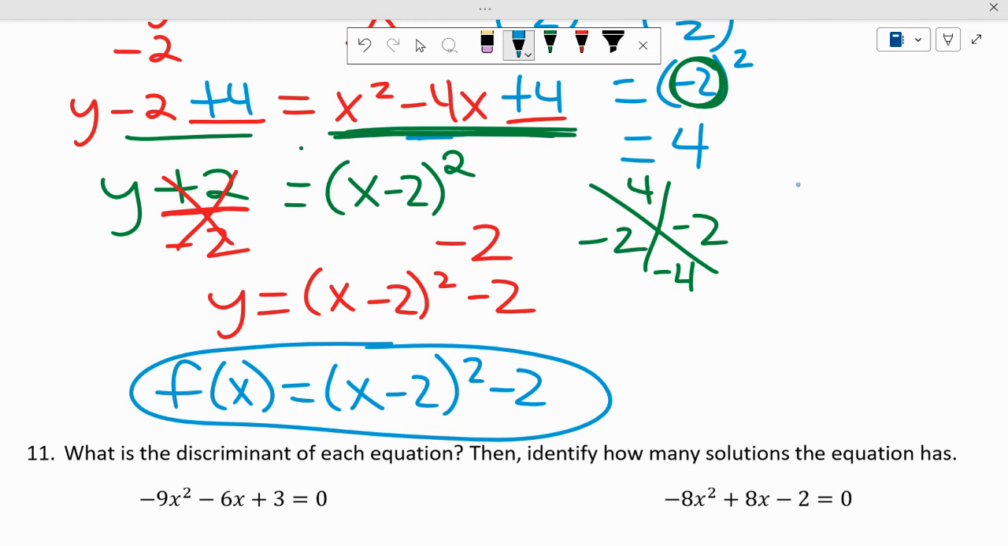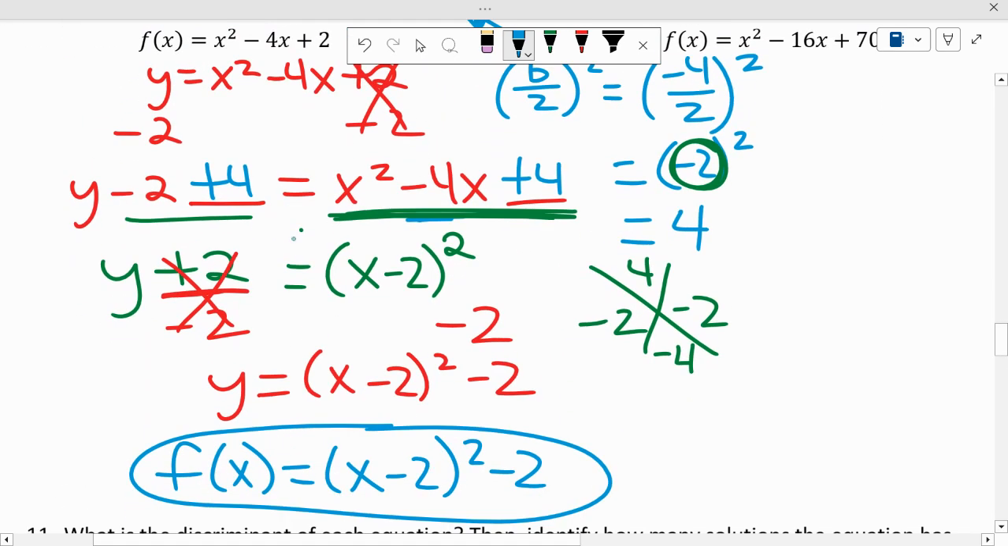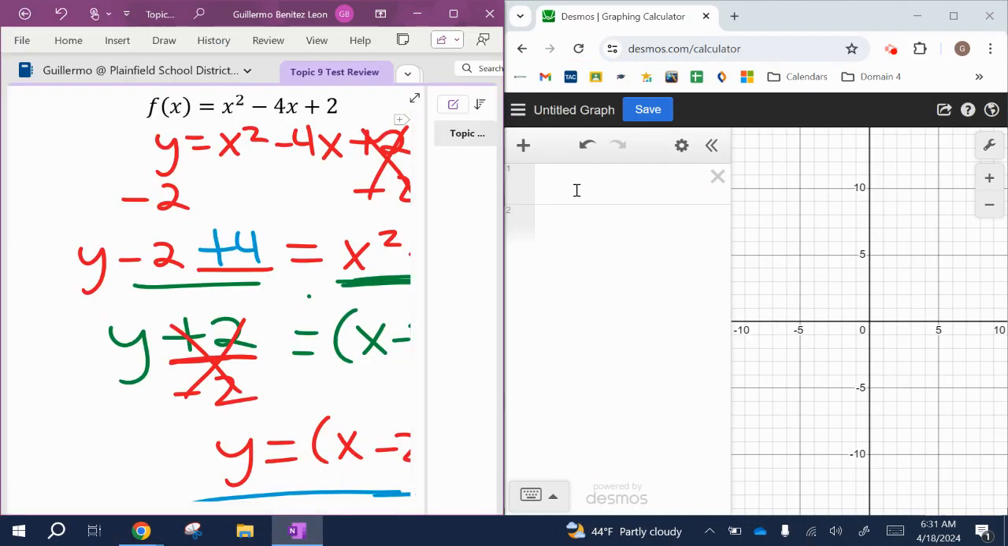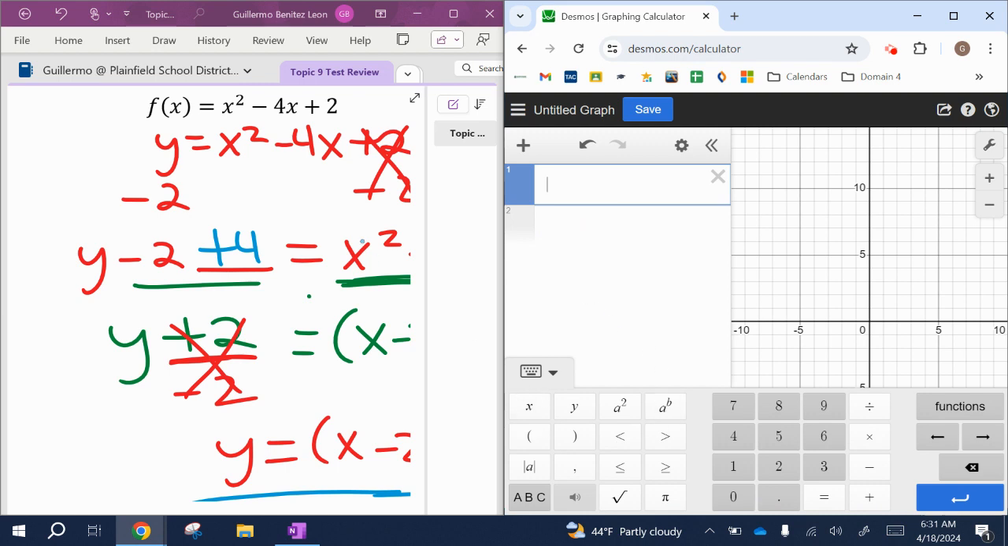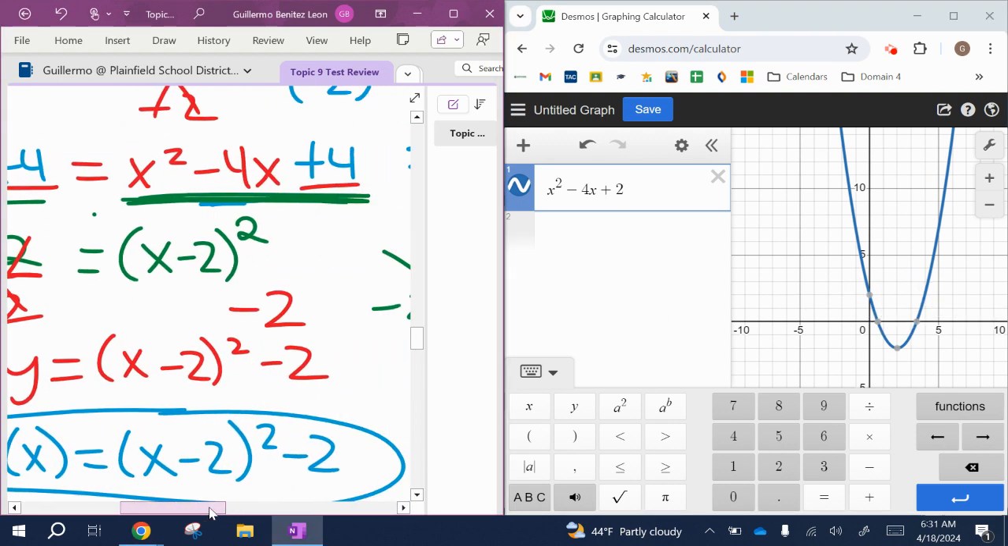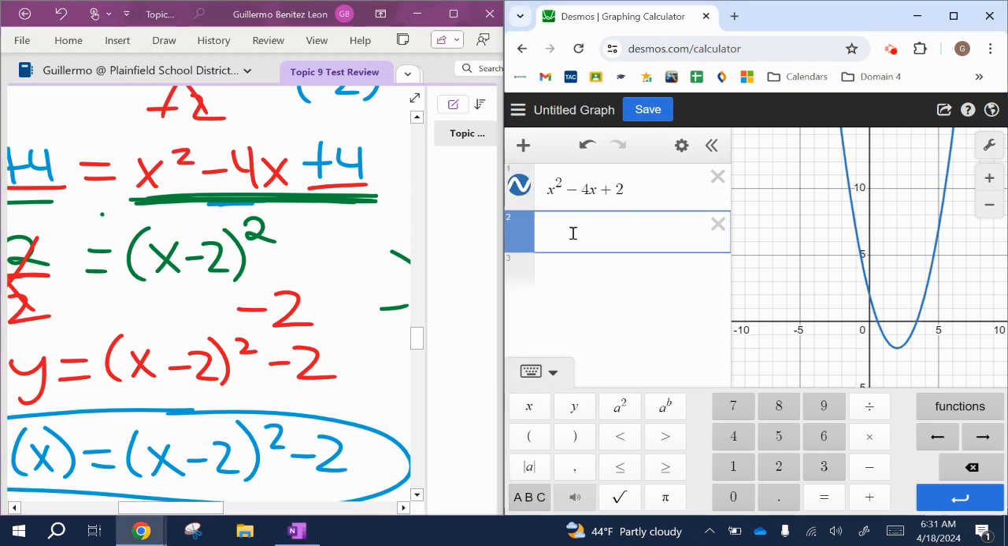Now, I didn't say this in class, but you can also use your graphing calculator to check these. How do I do that? I'm going to type in both equations. So, just the after, so x squared, not the f of x, minus 4x plus 2. Because these are the same equation, just in different forms, they should overlap. So that was the original, and then this is the new one.